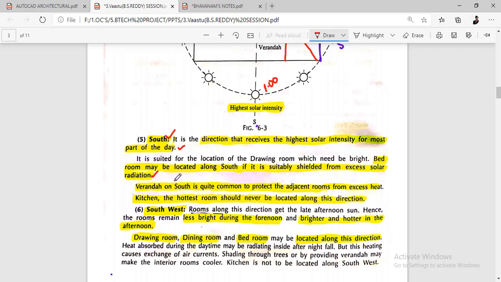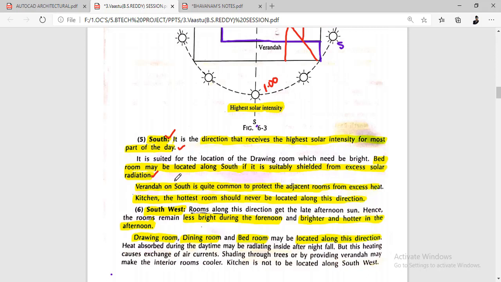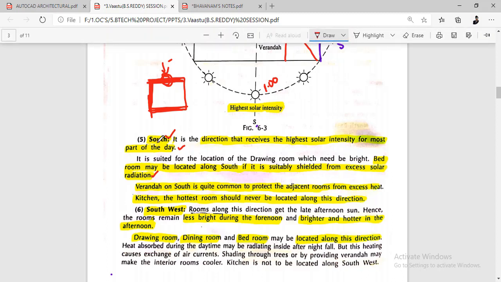So if you design your bedroom for this shielding, whenever you draw one bedroom here, if you take some 230 brickwork, that will be mostly suitable for shielding the sun rays. So that's why the south side will be your bedroom, and verandas in the south are quite common to protect the adjacent rooms from excessive heat.